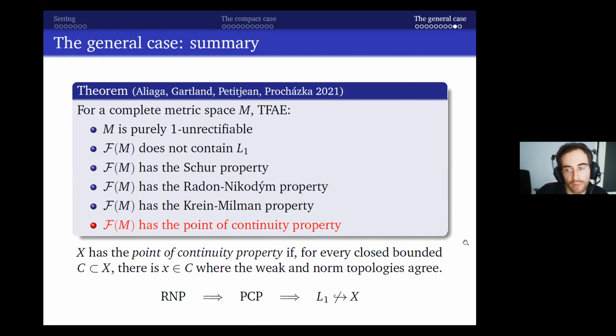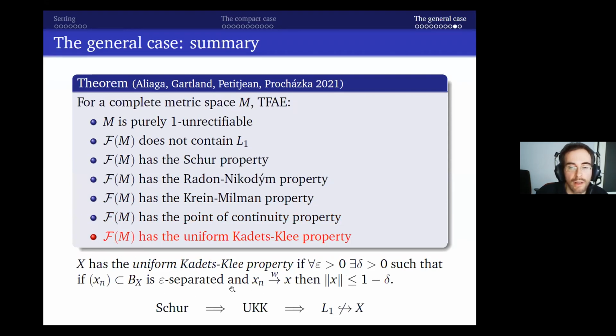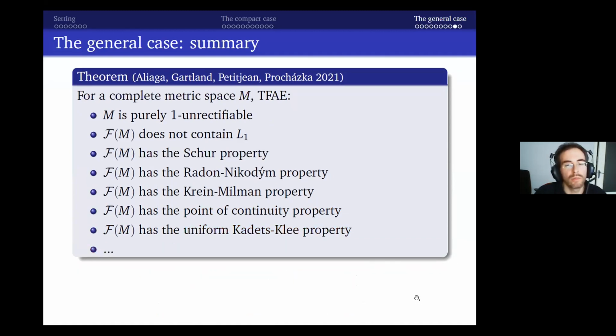And for the Schur property, we also have similar things. For instance, we have the uniform Kadetsky property. This says that for every epsilon, if we have an epsilon separated sequence in the ball, and this sequence converges weakly, then the limit has to be uniformly separated from the unit sphere. And this also lies between the Schur property and not containing L1. So again, this is equivalent. And we can probably find some other properties here. We haven't thought of much more than this, but there are surely some minor properties that we can include in this list here.